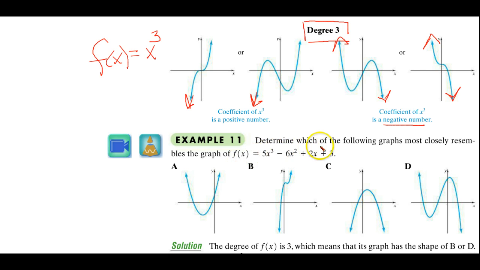So, determine which of the following graphs most closely resembles this one. Now, as we look at it, is our coefficient of x to the third positive or negative? It's positive. So this is a parabola, so that's out. Now it starts this way and goes up this way. That is what the coefficient of x to the third being positive looks like, so it matches sort of this one. Now this one would be, again, x squared but negative. This is x squared but positive. And this one would be x to the third but negative. It's like these up here.